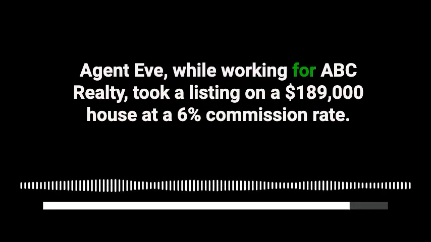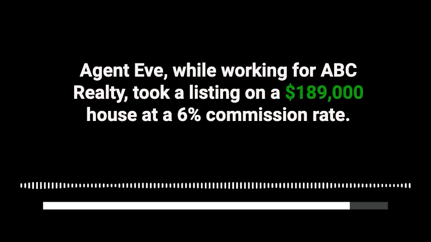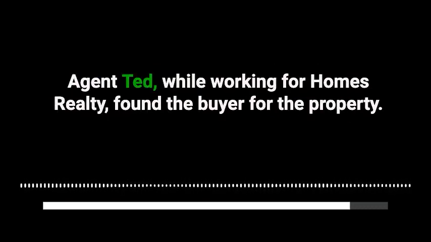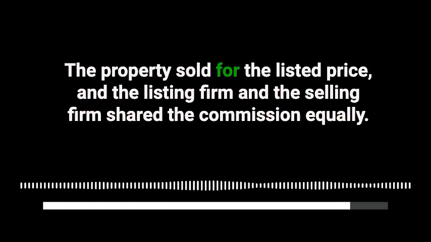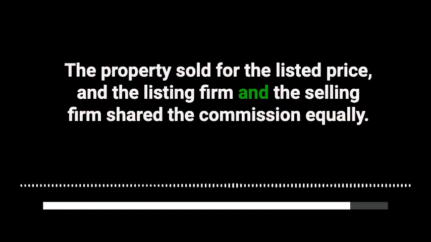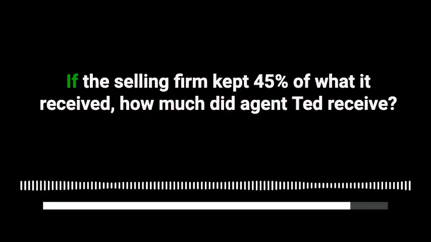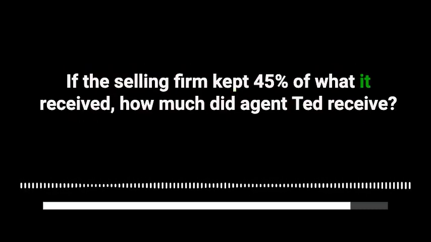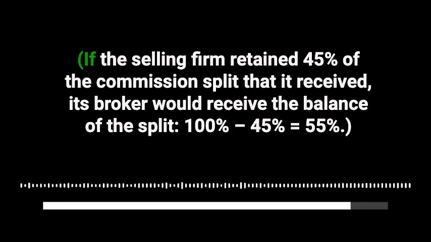Agent Eve, while working for BC Realty, took a listing on a $189,000 house at a 6% commission rate. Agent Ted, while working for Holmes Realty, found the buyer for the property. The property sold for the listed price, and the listing firm and the selling firm shared the commission equally. If the selling firm kept 45% of what it received, how much did Agent Ted receive?